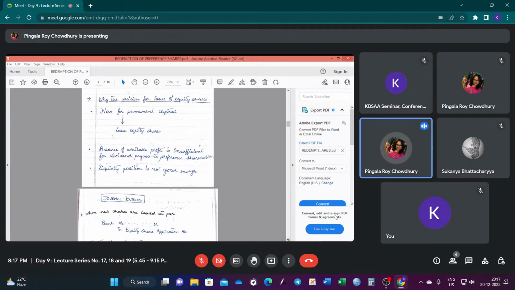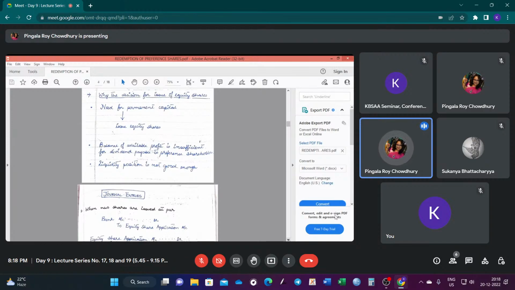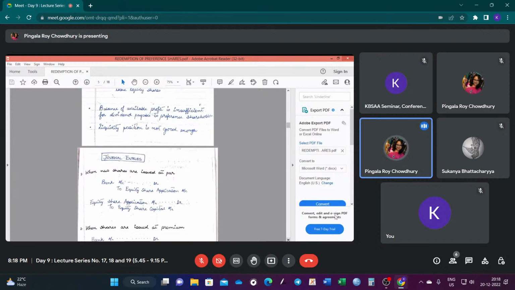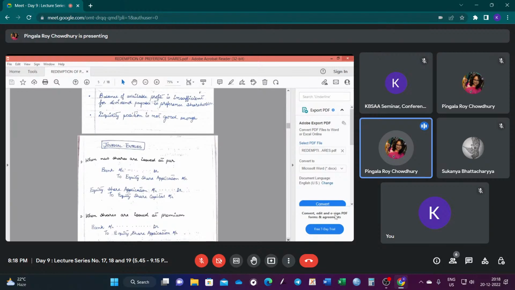Now moving down to journal entries. What are the entries which we need to pass? First, certain entries are already known to you. When new shares are issued at par, when they are issued at premium. Now, when we have done the issue of shares chapter, we have seen that the money is collected through application, allotment, and then call. Whether first call or first and second and final call, that depends upon the policy of the company.